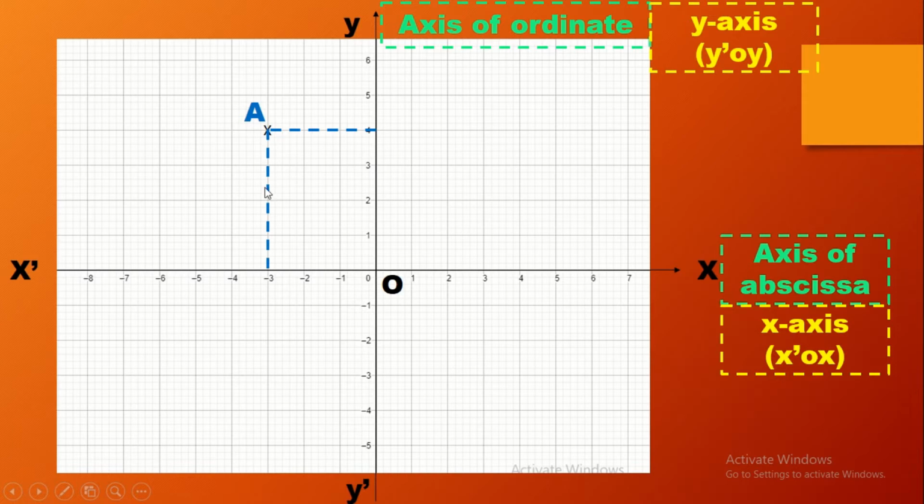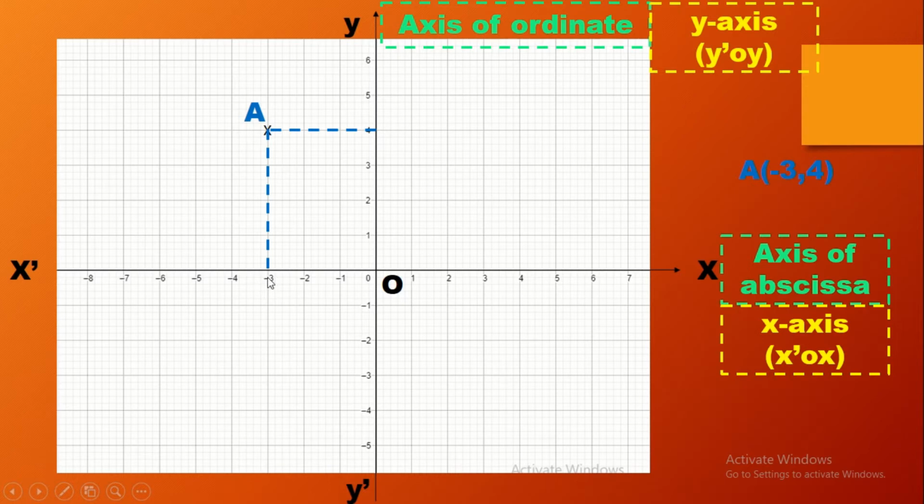Well, why did we project them? In order to determine the position of A relative to each axis. Relative to the axis of abscissa, its abscissa is minus 3. Relative to the axis of ordinates, its ordinate here is 4. So we say that the point A has the coordinates minus 3, 4.